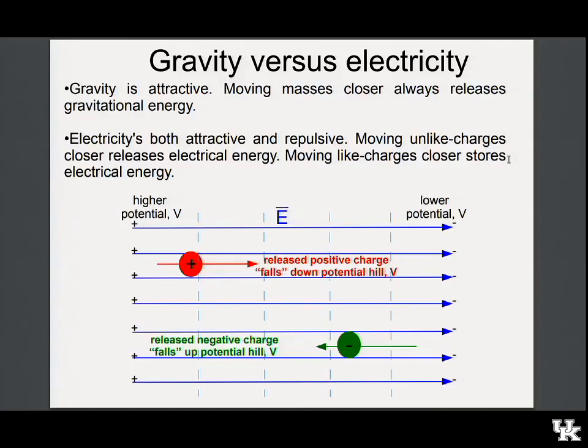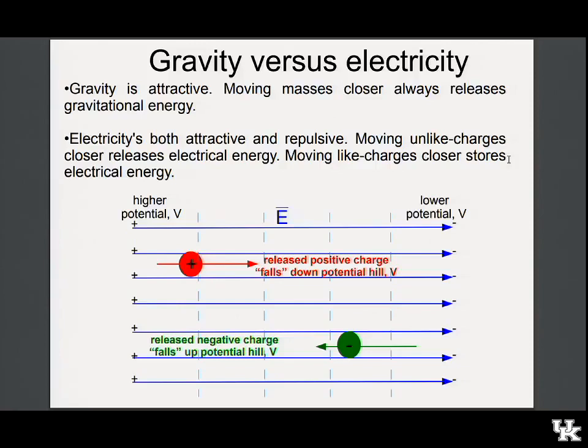But if you let two like charges, two positive charges, or two negative charges come together, then that actually stores electrical energy. That increases the electrical energy, and they want to fly apart, which would release the electrical energy. And so the complication with electricity that can lead you to make mistakes of signs is that pushing two charges together can either increase or decrease the energy. Pulling two charges apart can either increase or decrease the electrical energy, depending on whether you've got like charges or unlike charges. So you have to be very careful about that.